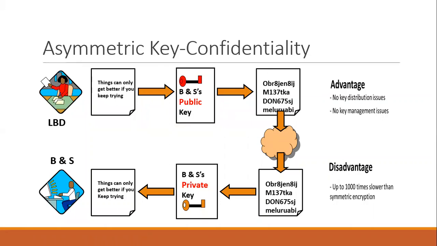When we talk about confidentiality, how can we derive confidentiality from asymmetric key encryption or cryptography? Well, let's say the ladder back down is sending a message to Black and Scott, and the message is highly confidential. What the message is simply saying is things can only get better if you keep trying. The ladder back down would get a hold of Black and Scott's public key. Remember, I've mentioned that the public key can be published anywhere online. With e-commerce sites and banks, and I'll show this later, you can actually view it in the browser once you navigate to their website.